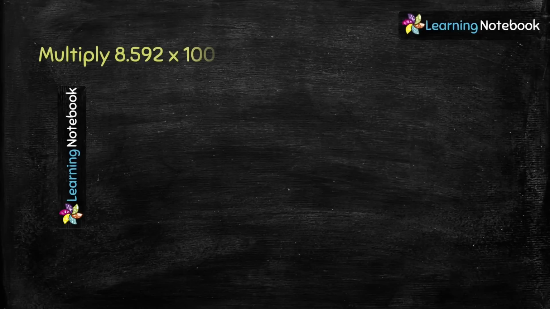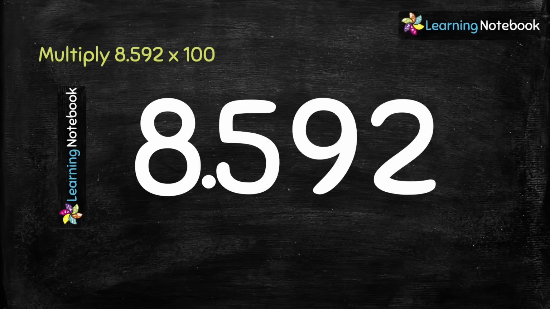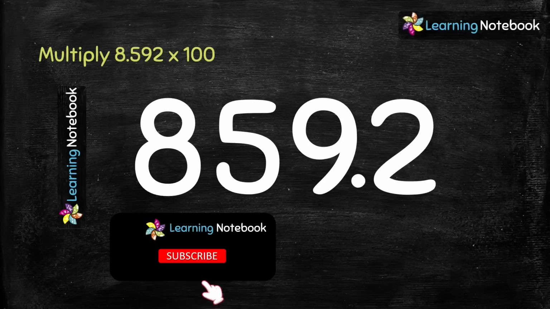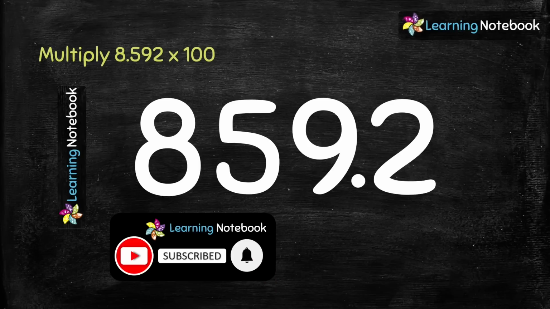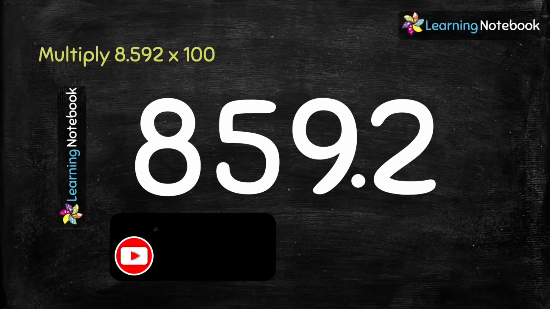Now the next question is, multiply 8.592 by 100. So here this decimal number is being multiplied by 100. So the decimal point will move to the right by 2 places. So the answer is 859.2.